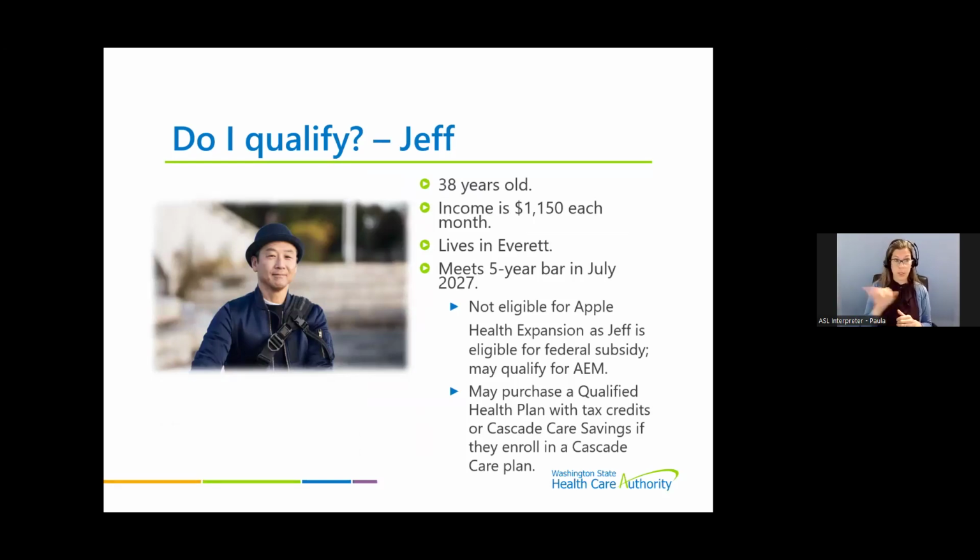Jeff is 38 years old with an income of $1,150 a month. He lives in Everett. He meets the 5-year bar in July of 2027. Jeff would not be eligible for Apple Health expansion as Jeff is eligible for federal subsidies, but may qualify for AEM. He may also purchase a qualified health plan with tax credits or Cascade Care savings if they enroll in a Cascade Care plan.